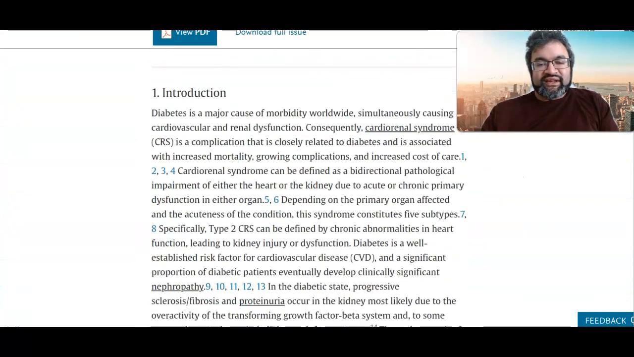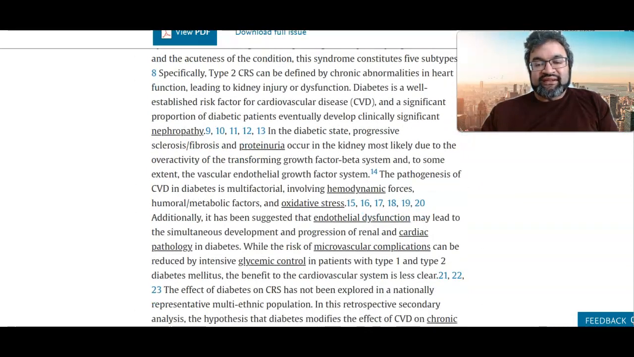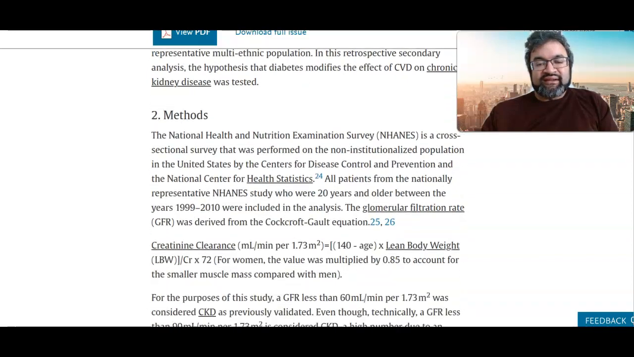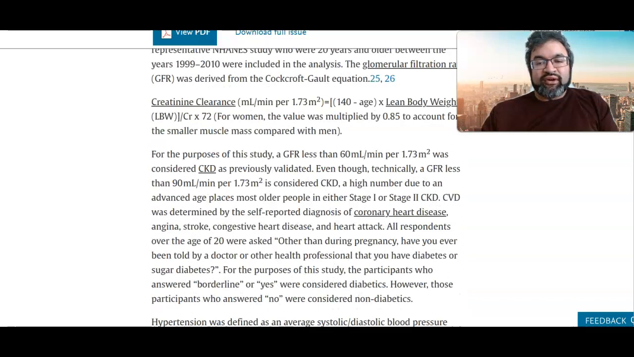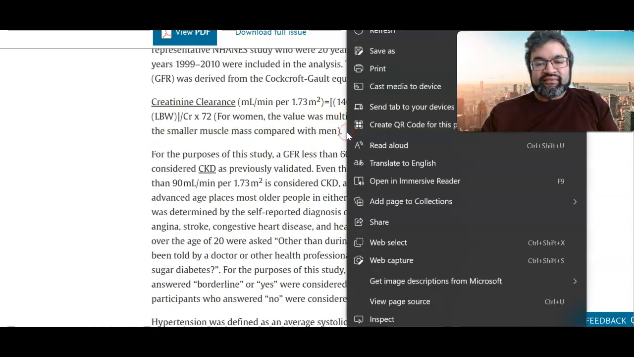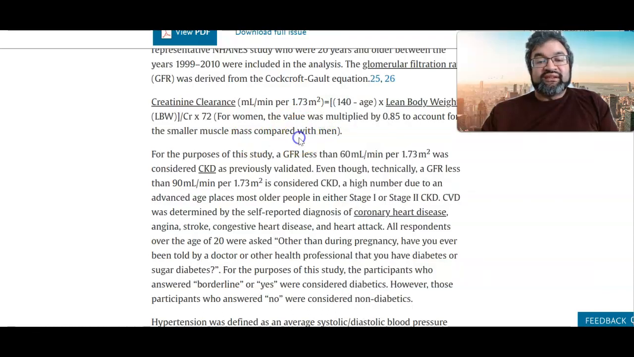So this is the full text portion. We write the introduction, Dr. Panis and I. And then we go into methods, the Cockcroft-Gault equation you'll see here. And this was what was used, I remember the calculation, to measure glomerular filtration rate.